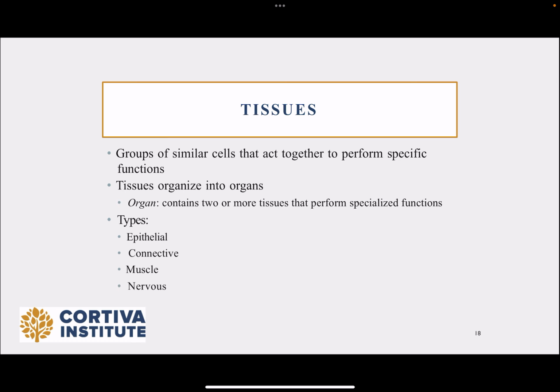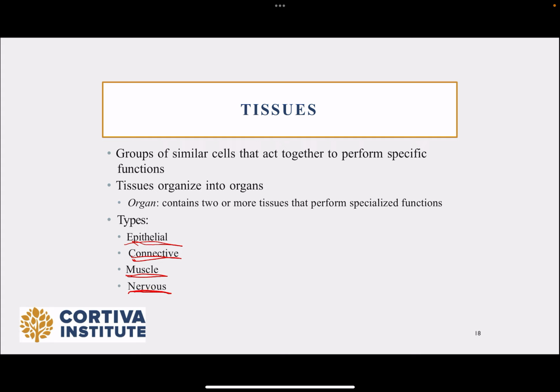So information. Tissues. Tissues are a group of similar cells, of course, that come together, right? And they're going to perform specific functions, right? Those tissues will then become organs. An organ has to contain 2 or more tissues that perform specialized functions. There are 4 different types of tissue, right? We have epithelial, connective, muscle, and nervous, right?